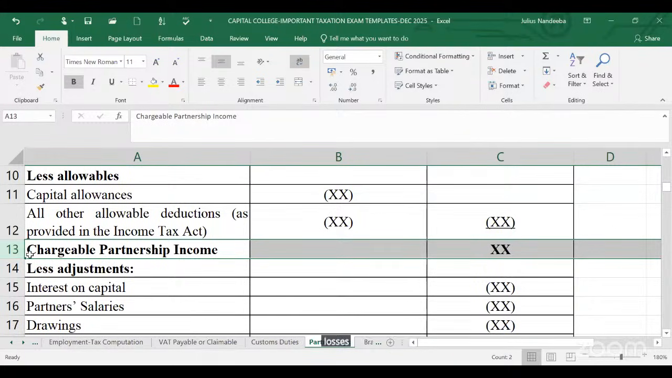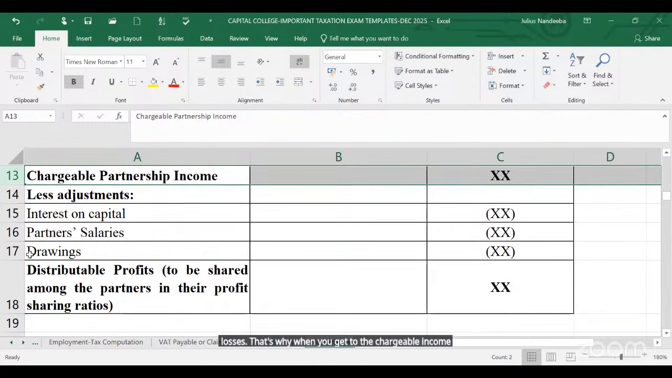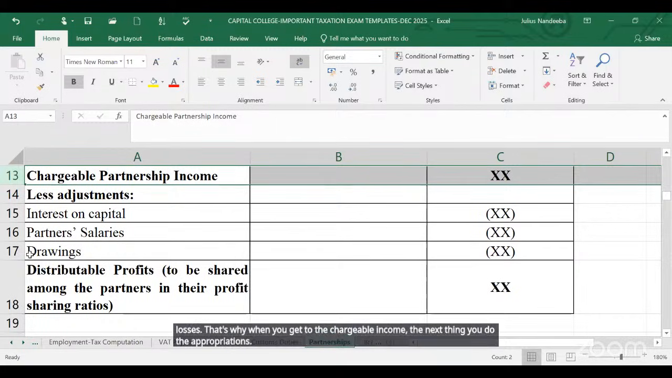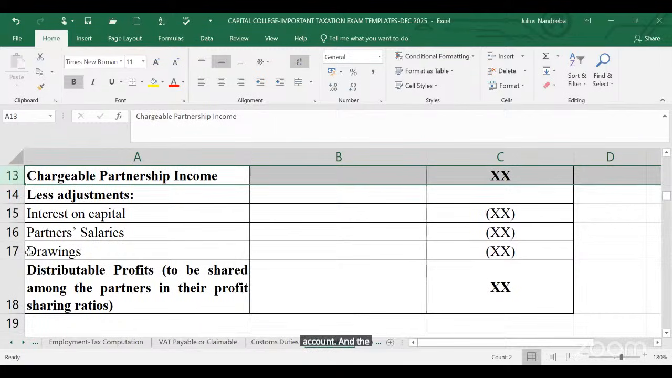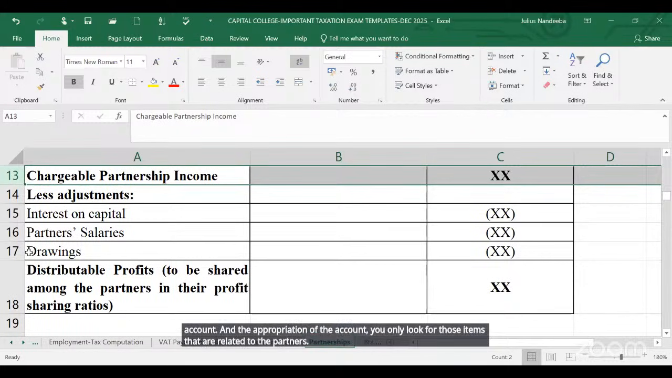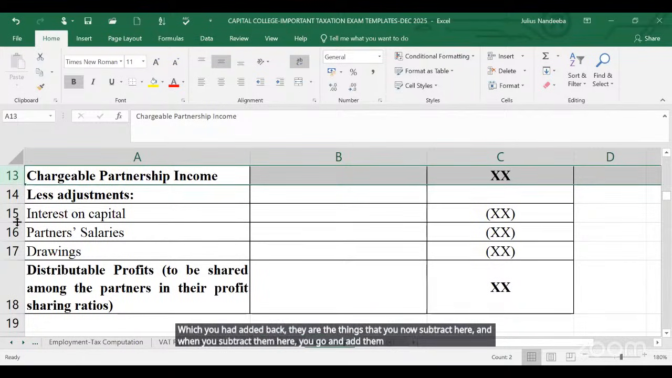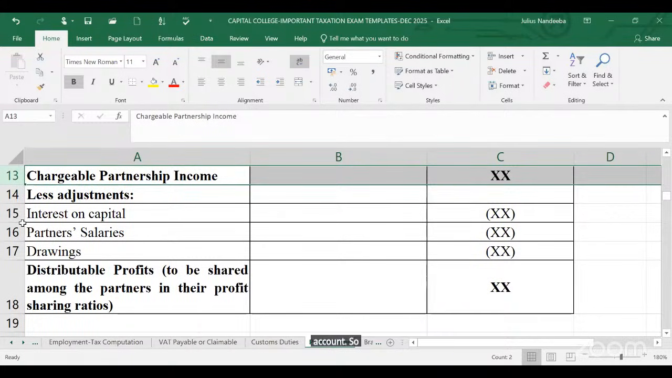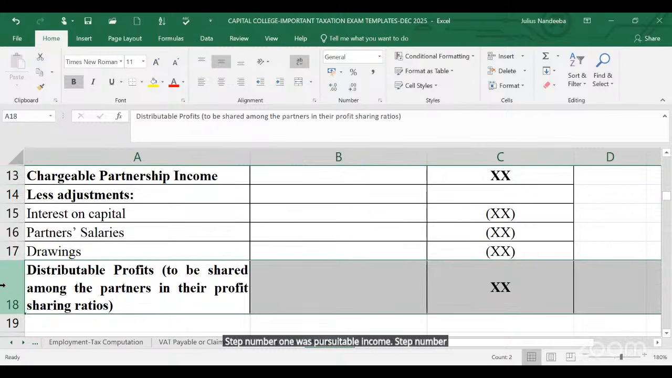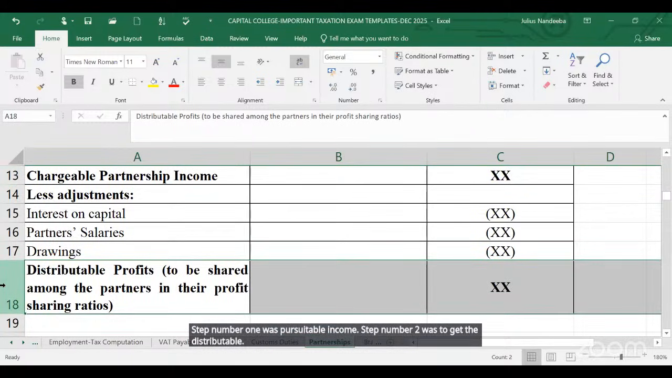That's why when you get to the chargeable income, the next thing you do is the appropriations account. And in the appropriations account, you only look for those items that related to the partners, which you had added back. They are the things that you now subtract here, and when you subtract them here, you go and add them in the individual partners' accounts. So this first statement helps you to do two steps. Step number one was for chargeable income. Step number two was to get the distributable profits.